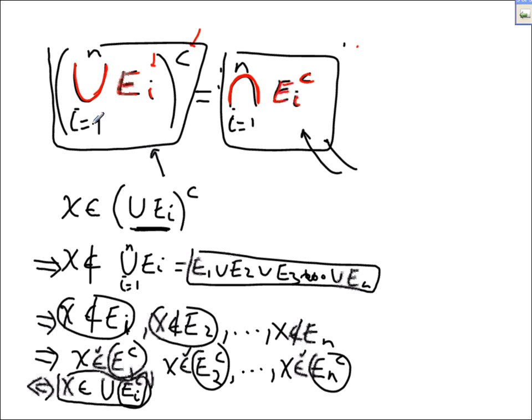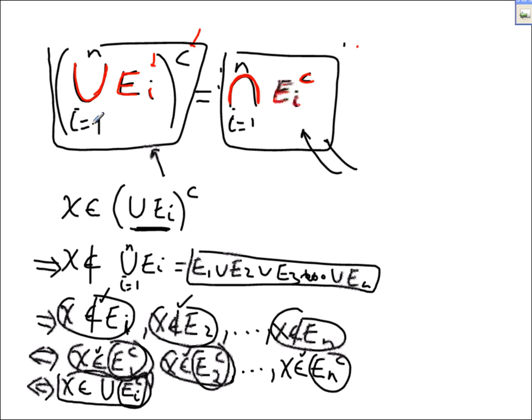Well, if X is in E1 complement, then surely X is not in E1. And if X is in E2 complement, then surely X is not in E2. And likewise, X is not in En. That is, that second to the last line implies the line above.